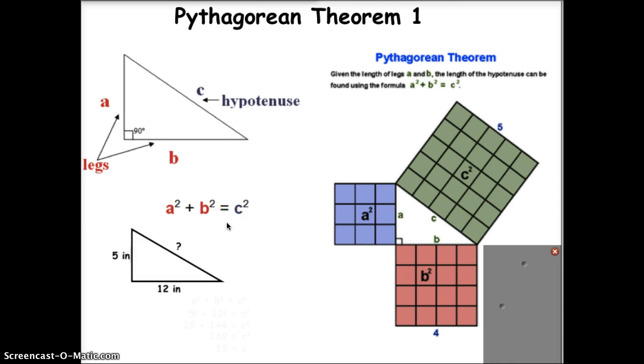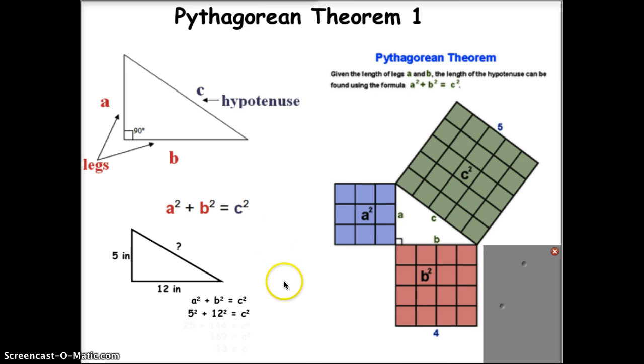Here's a triangle that you might have in one of your problems. And I have my two legs, or the sides that make up the right angle, are 5 inches and 12 inches. Now how do I solve this to find the length of the hypotenuse, or C? The first thing I do is I always write down my formula. A squared plus b squared is equal to c squared. After I do that, I like to substitute my values a and b into the equation. When I do that, I get 5 squared plus 12 squared is equal to c squared.